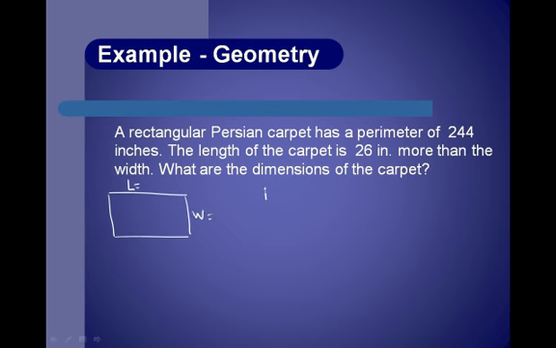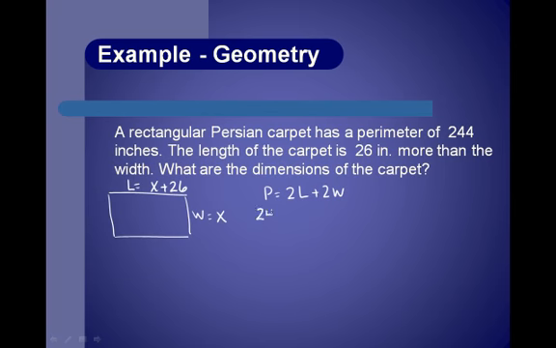You also know the perimeter. Remember, perimeter is the sum of all the sides, or the formula is 2 times the length plus 2 times the width. So let's go back and fill in our pieces of our rectangle. The length of the carpet is 26 inches more than the width, so let's let width be x so that the length could be 26 inches more than the width. So that would be x plus 26. That's the hard part. Now we're just ready to plug in.